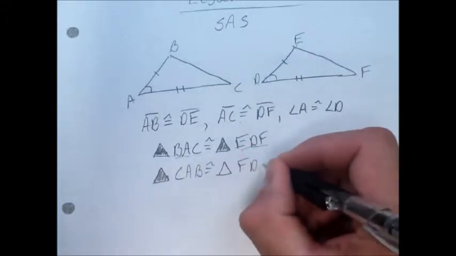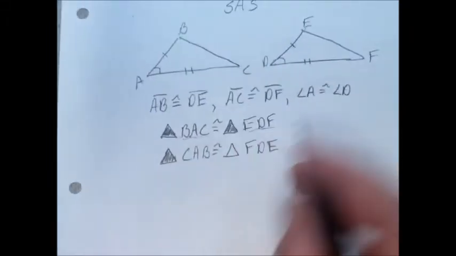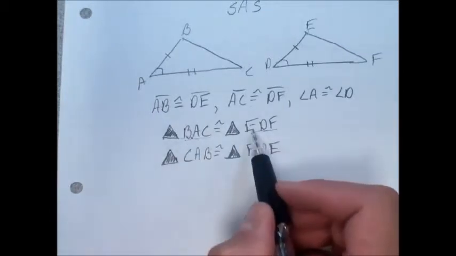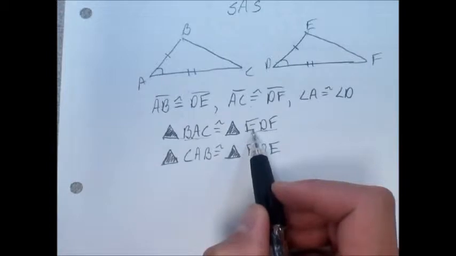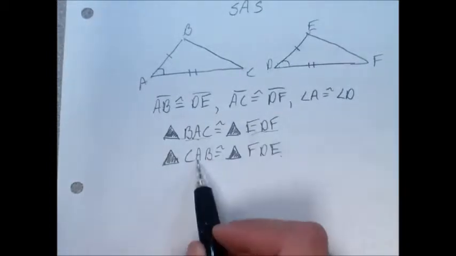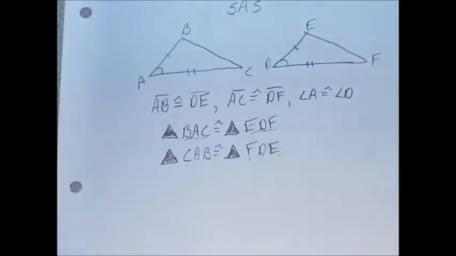Okay, these are the exact same statements. If I look at B and E, they're in the same spots. Look here, B and E are in the same spots. Here, A and D are in the same spot, A and D. C and F, C and F. They're always going to be in corresponding spots.